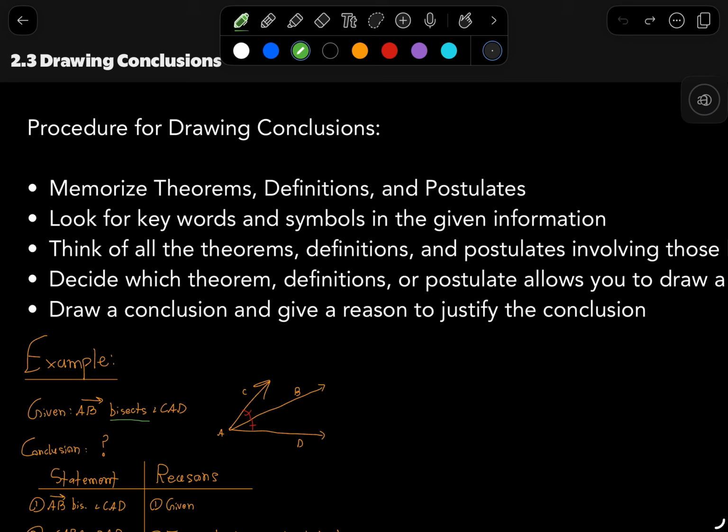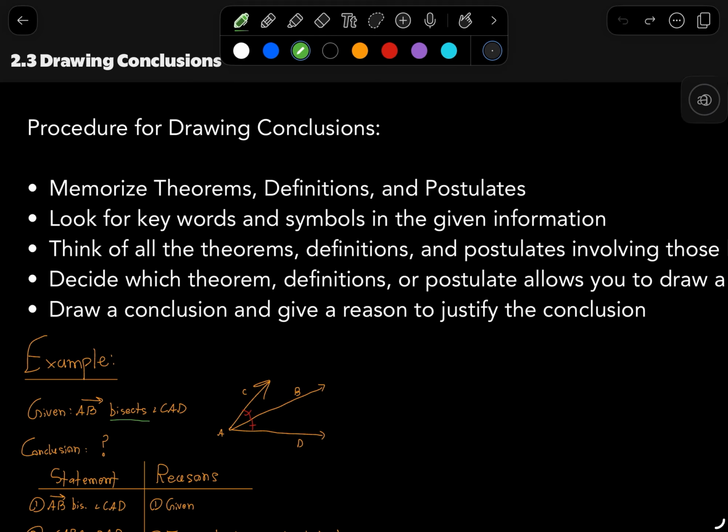The first thing is you have to memorize theorems. I've been telling you this for the past several videos. Make sure you know the theorems. That's the first thing you can do to help maximize your potential for being able to complete proofs. So just memorize theorems, definitions, and postulates, which of course I will cover in these lessons.